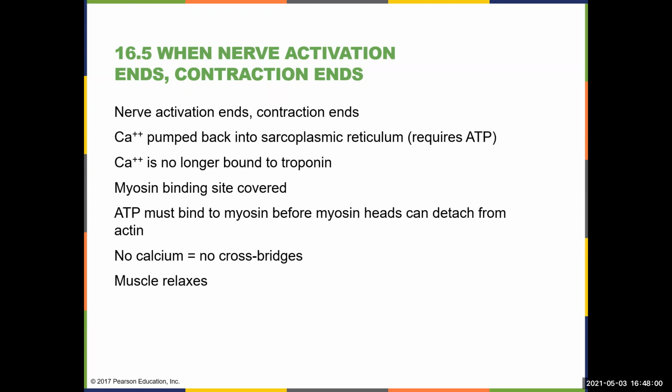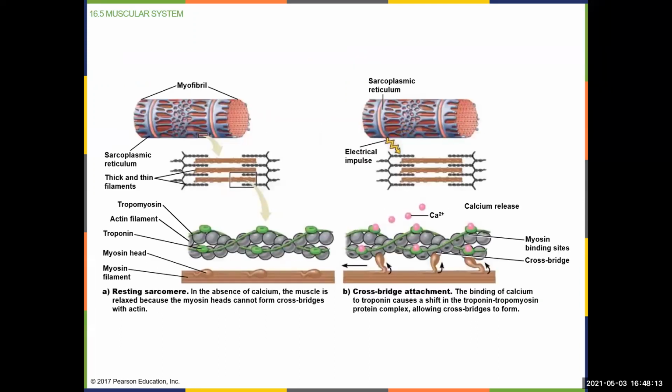So if you don't have calcium present, you don't get cross bridges, and so that doesn't allow for muscle contraction to happen. So the muscle is in a relaxed state. So here is showing that calcium binding to the troponin tropomyosin complex causes it to slide out of the way of those binding sites so that the myosin heads can attach to it and cause the contraction movement.